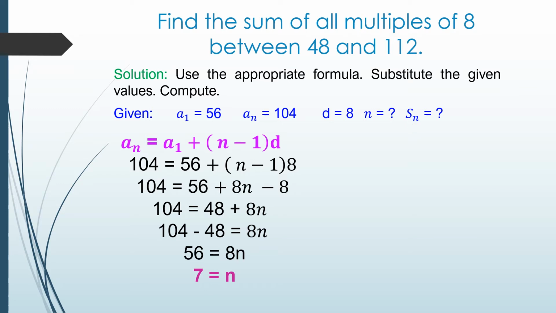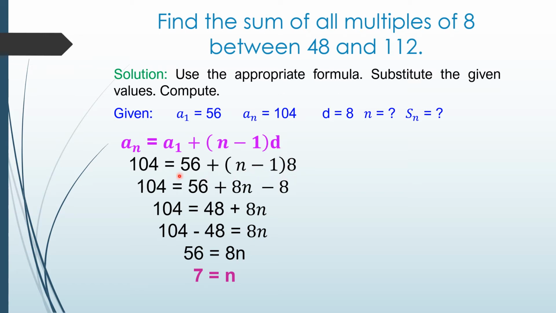Now, simulan na natin ang pagsosolve. Para hanapin ang value ng n, kailangan natin gamitin ang formula ng nth term. That is given by a sub n is equal to a sub 1 plus quantity n minus 1 d. Let us substitute the given values. For a sub n, write 104. For a sub 1, write 56. Yung n ay walang value kaya kopyahin lamang. At yung common difference natin ay 8.